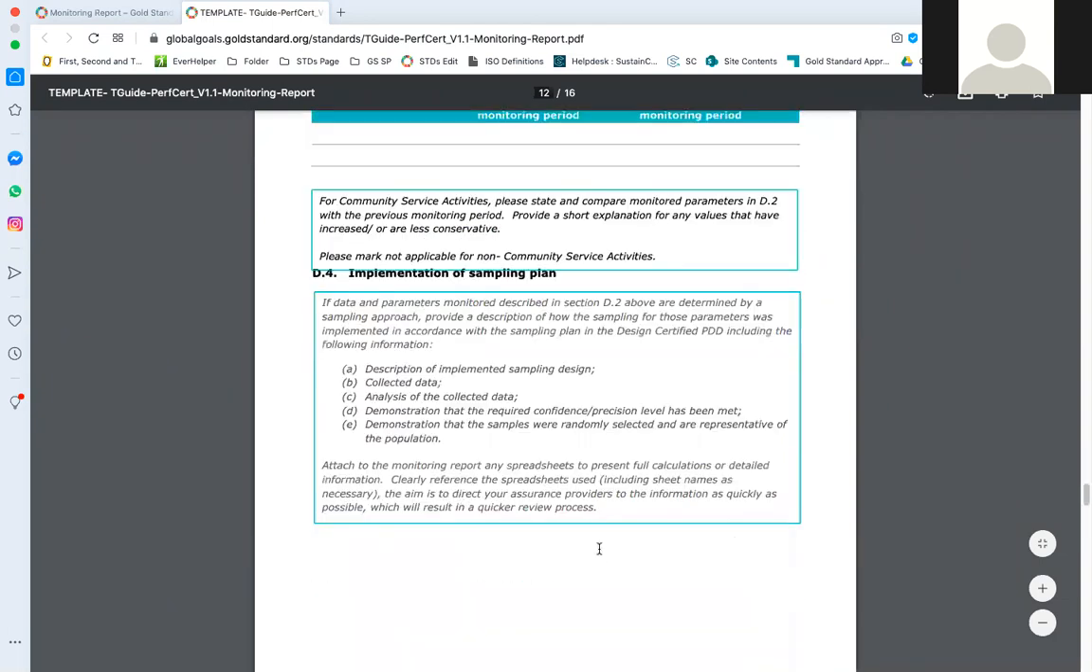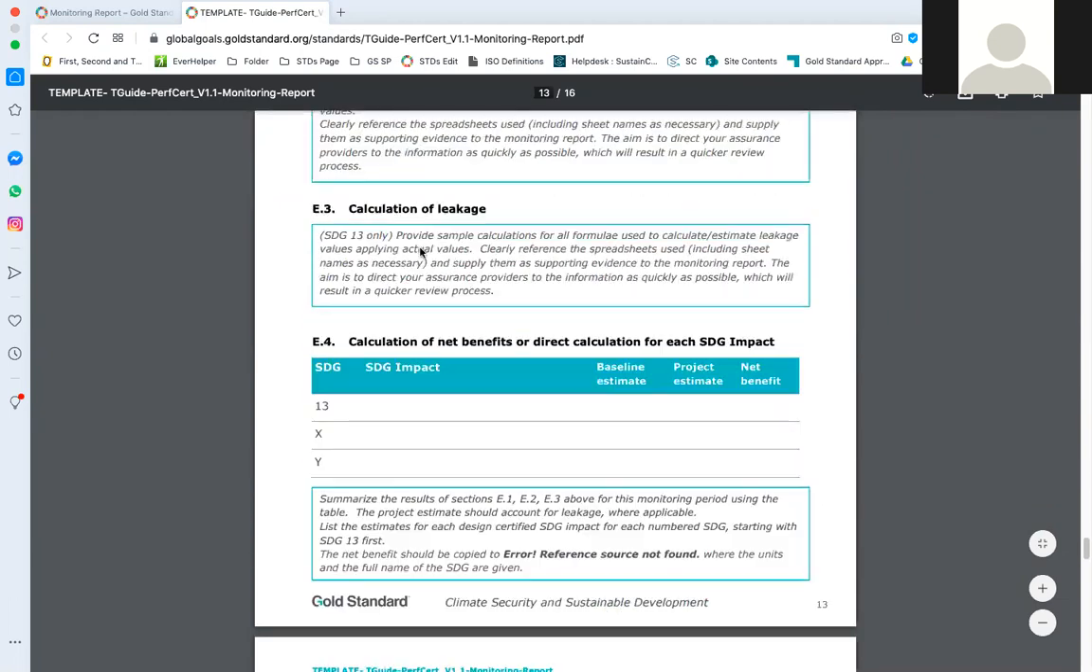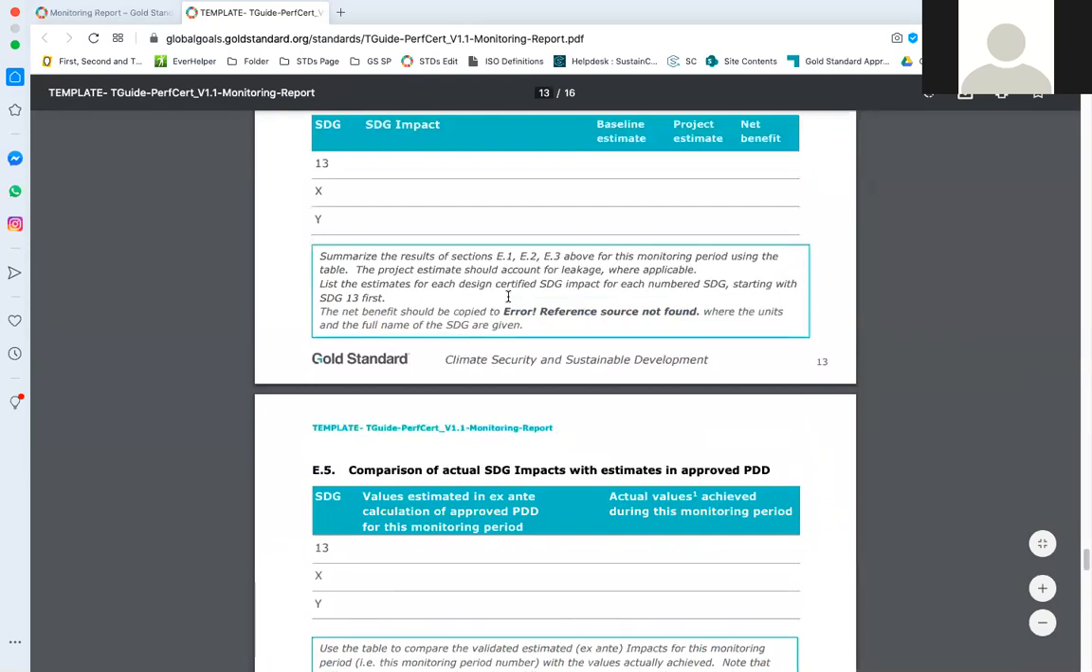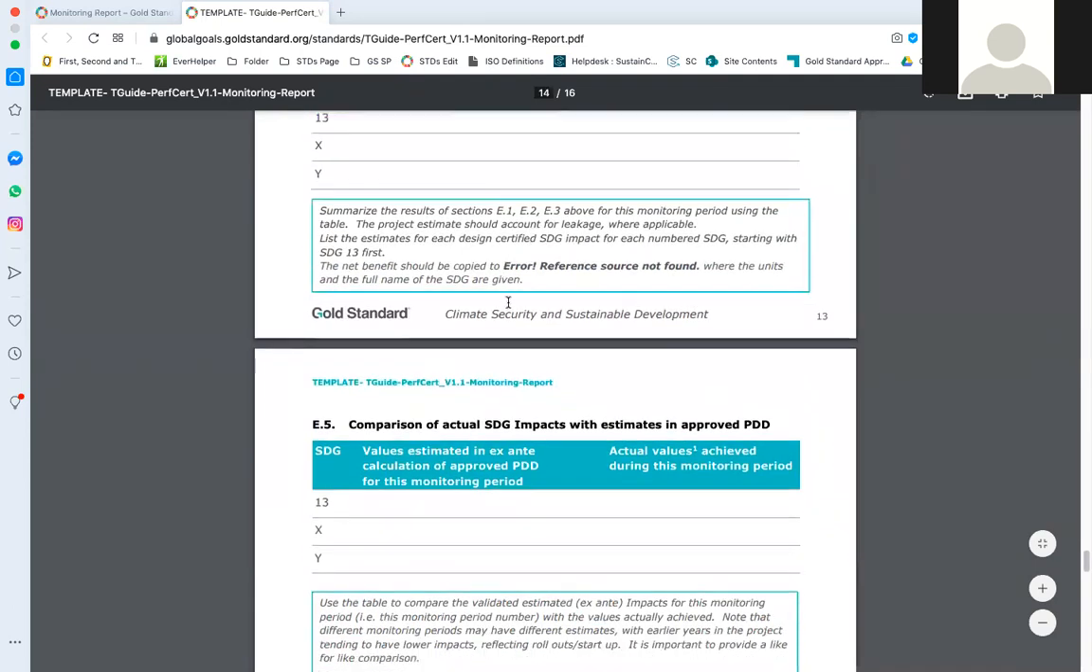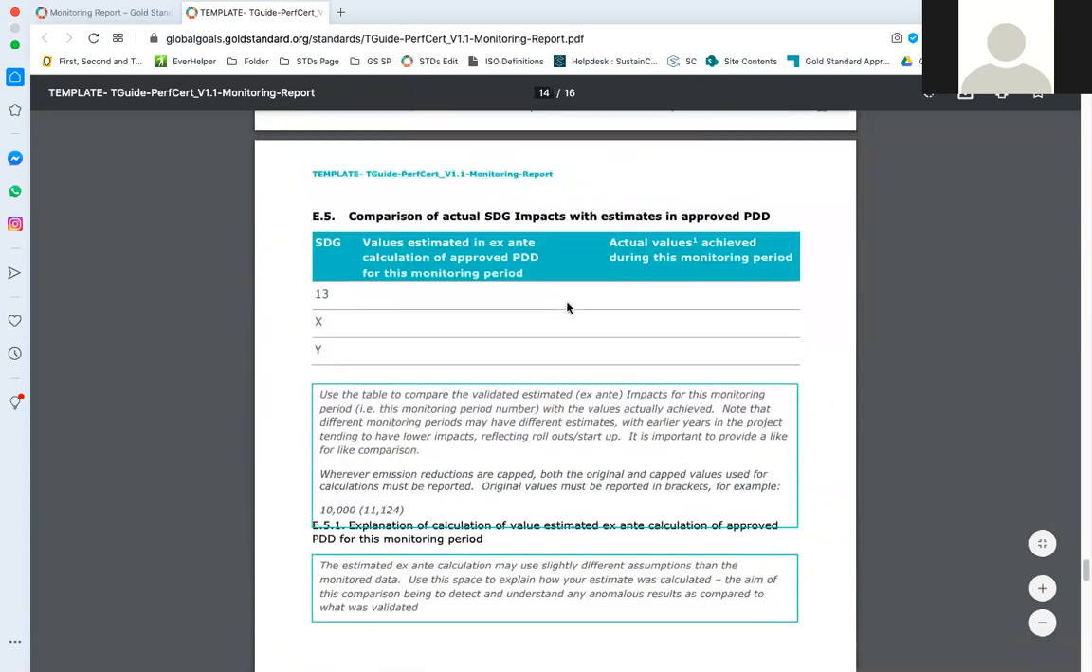All throughout, hopefully you can see that there's a bit more guidance on what we're expecting in each section. Leakage was actually missing on the previous monitoring report, so that now is present. Obviously, it's not in every single project, but those of you who did have a project with leakage, there is a space for it now.